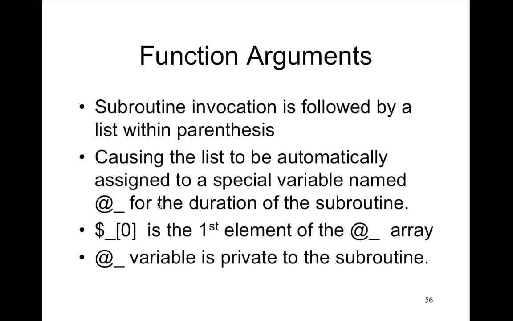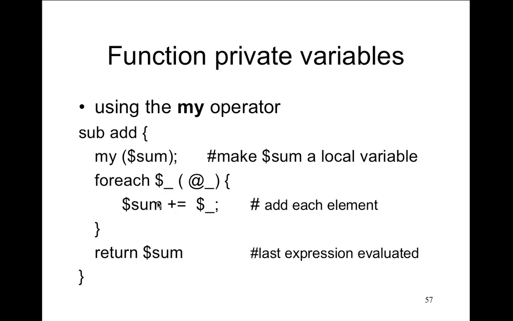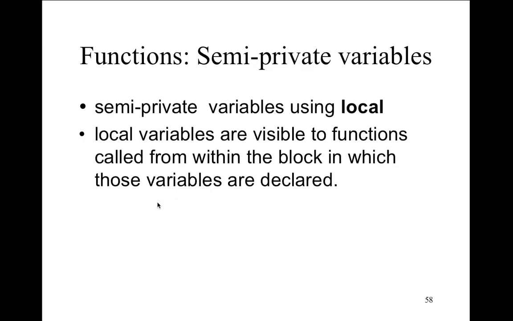In C or C++, you're used to passing the parameters, so you would pass sum in here, and you would use sum in there to do something. But the subroutine for add is just going to take sum and use it, and not change sum. Semi-private variables: we have semi-private variables using local. What do I mean by semi-private? Well, you're changing the scope. It's not private in terms of just that subroutine, but maybe in another area.